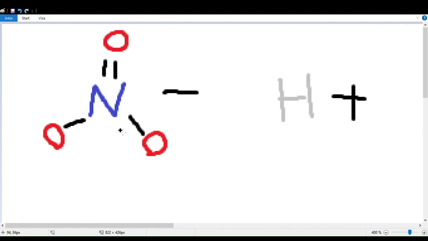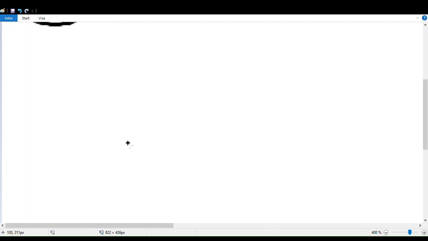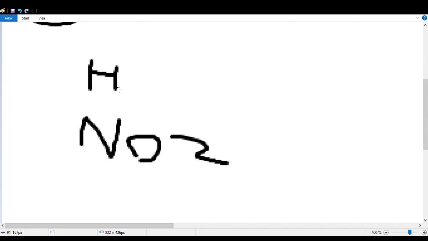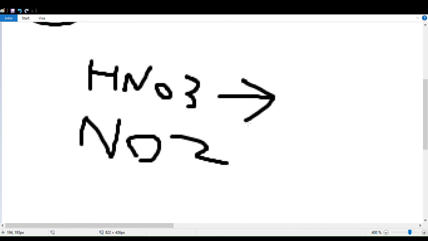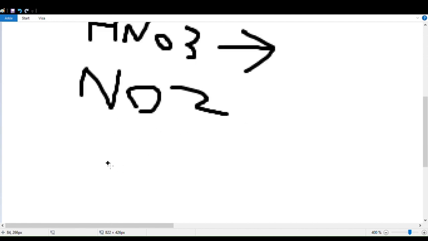Anyway, this is a decomposition reaction. One of these oxygens will be kicked off, and the byproduct of this reaction is that HNO3 will decompose into nitrogen dioxide and an oxygen. And these will go on to form oxygen molecules or react with other things, and this is why it's also an oxidizer. So, there's that.